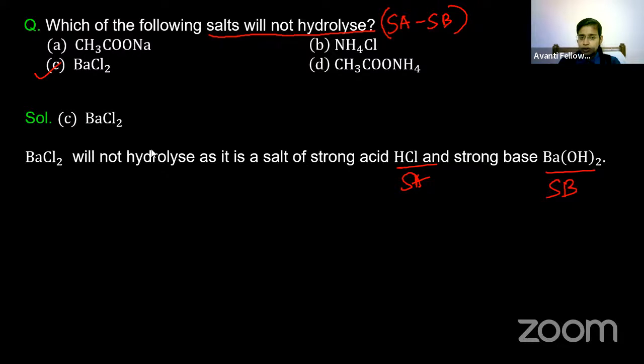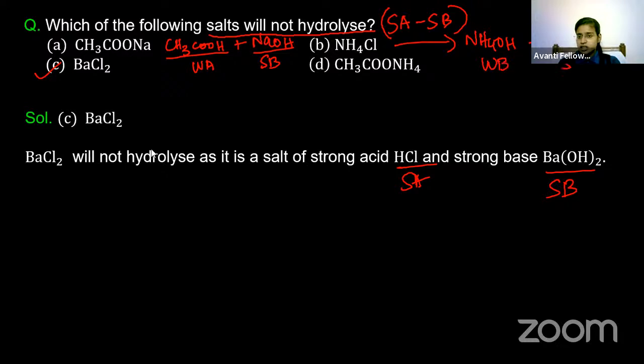If you look into the other molecules, CH3COONa is a salt of CH3COOH and NaOH. CH3COOH is a weak acid and NaOH is a strong base, so they will hydrolyze. And here, NH4Cl is a salt of NH4OH and HCl. NH4OH is a weak base and HCl is a strong acid. So this combination will also get hydrolyzed.